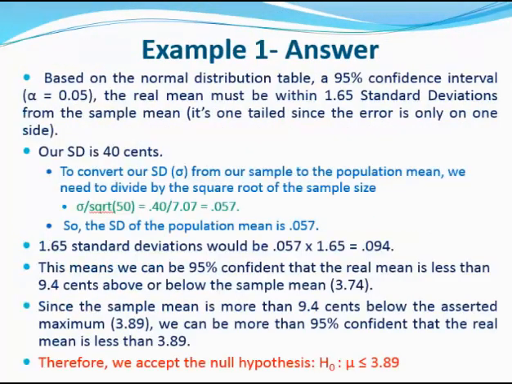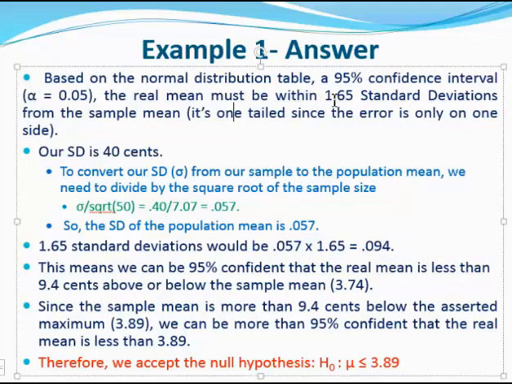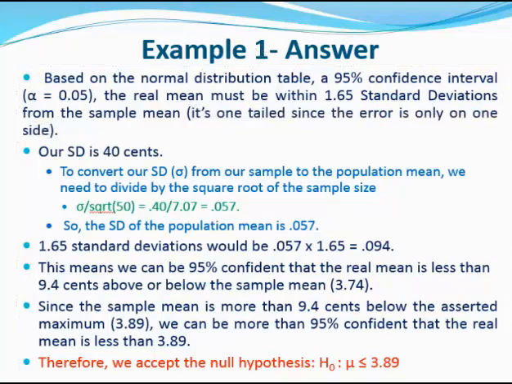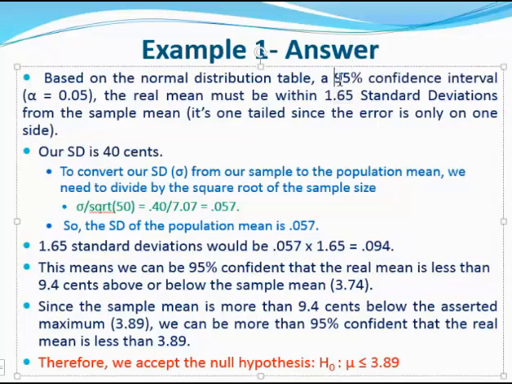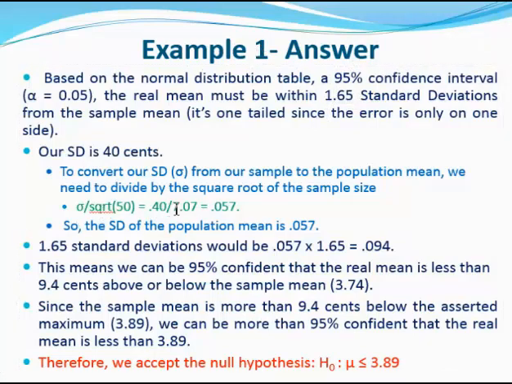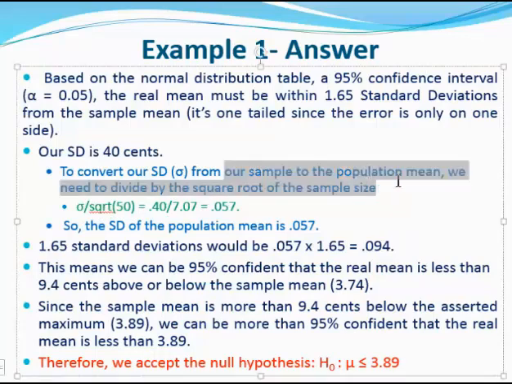To break it down with a slide, again, you can review this later. That's why I gave you this slide, so you can work it out by yourself. For a 95% confidence interval, the real mean has to be within 1.65 standard deviations, and of course that's because it's one-tailed. The error is only on the high side, so we just use the z-table to determine the 1.65 standard deviations from the 95% confidence interval. Our standard deviation is 40 cents, and to convert that from our sample to the population mean, we have to divide by the square root of the sample size.